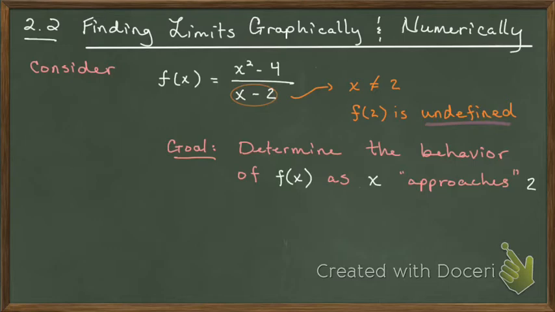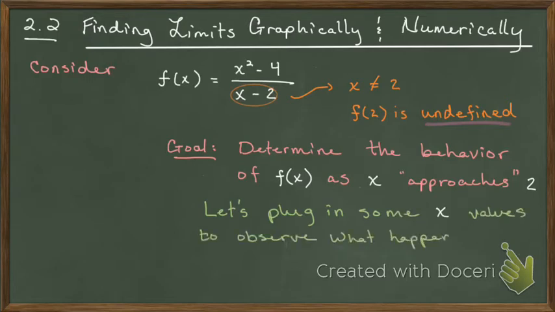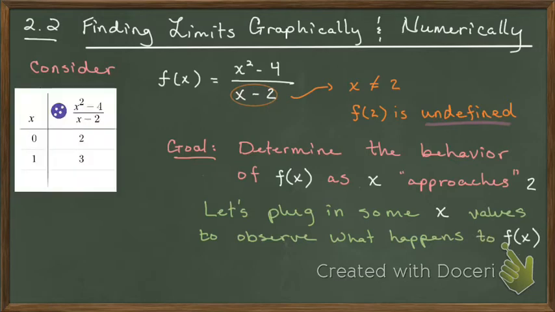I don't have a graph of this, though I could find one relatively easily. The way you typically learn to graph functions at the start is to plug in values. So I want to do that, and we'll be able to determine that behavior as we plug in values. So let's plug in some x values to observe what happens with f of x here. I've got a table of values set up. I've used an online calculator to determine these.